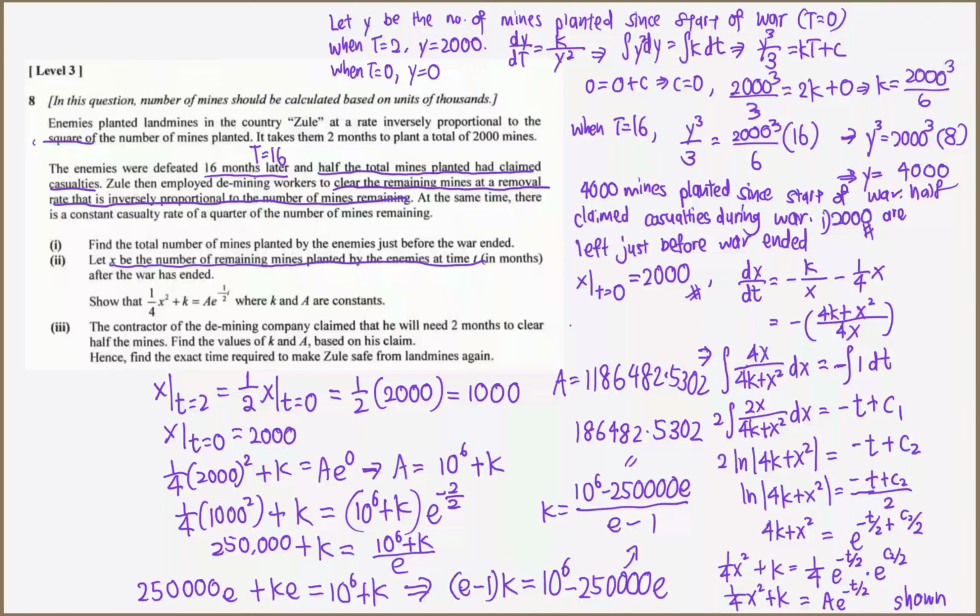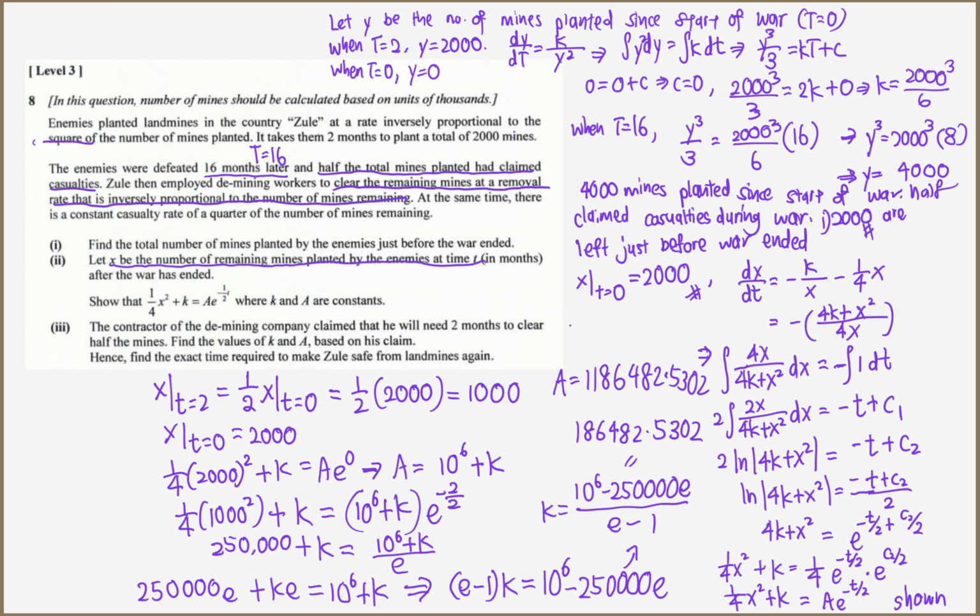Okay, let me explain the solution here. So enemies planted landmines in the country zone at a rate inversely proportional to the square of the number of mines planted. It takes them 2 months to plant a total of 2,000 mines. So first, we consider this part of the question. We are asked to find the total number of mines planted by the enemies just before the war ended.